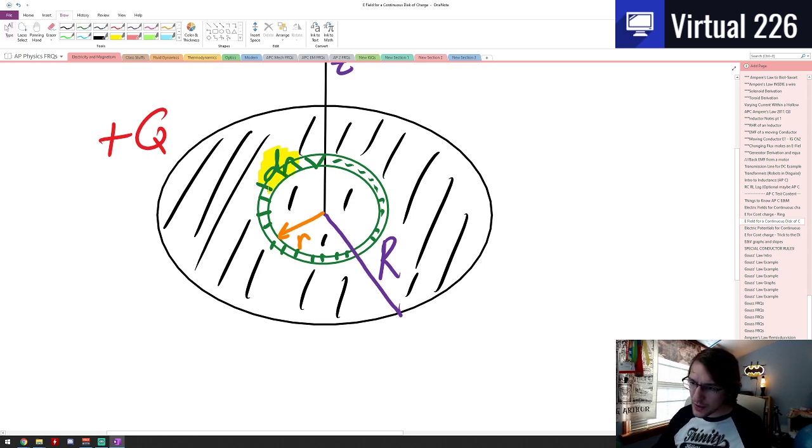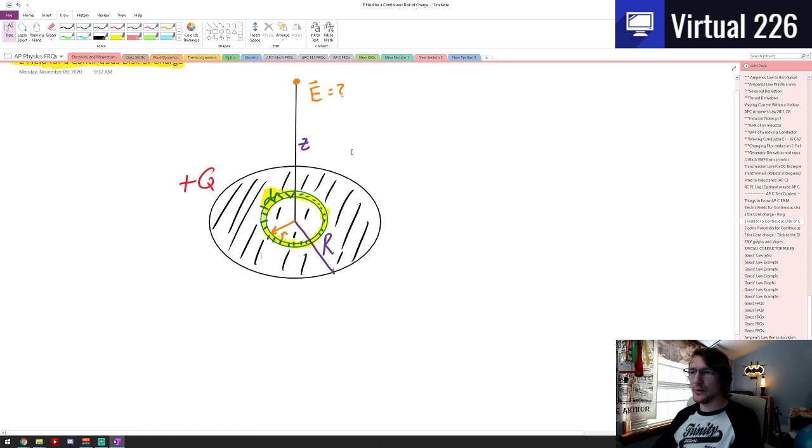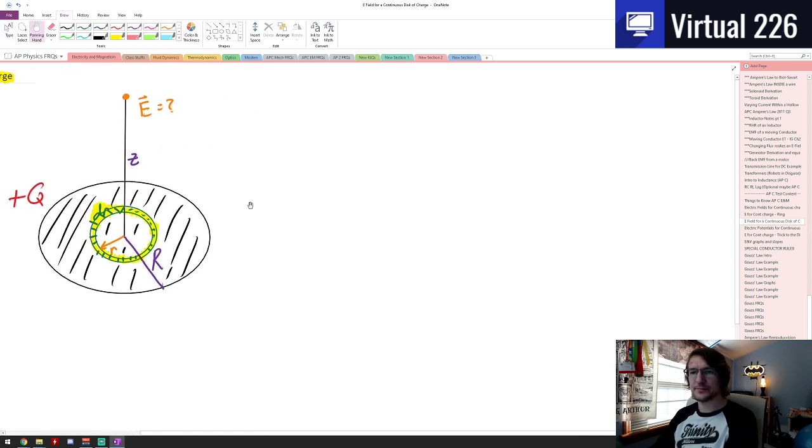So if we actually take a look at this ring here, this is some small infinitesimal ring of charge. And if I add up a bunch of rings, I will get the continuous disk. So that's what we're going to try to do here. We're going to add up an infinite amount of infinitely thin rings to build our disk. So let's go back to what we were talking about with our rings of charge.